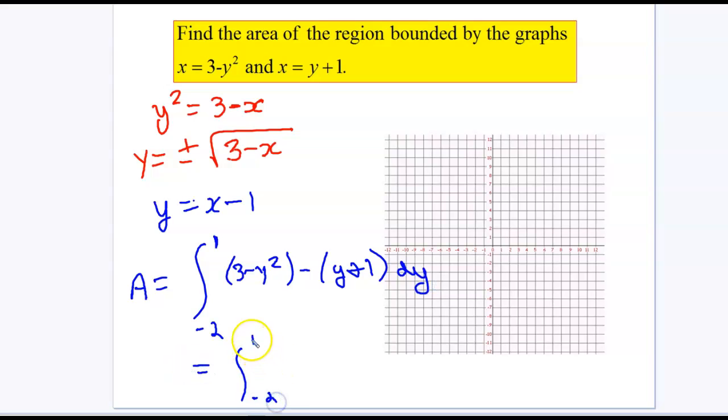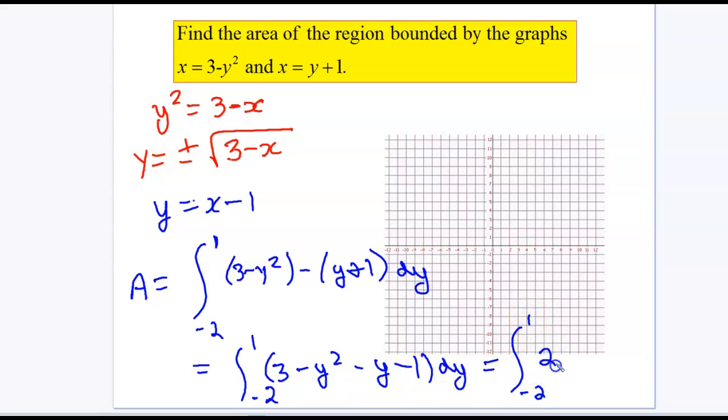So this is going to be -2 to 1 of 3 minus y squared. I'm going to distribute that right away, so let's get rid of those brackets. So -2 to 1 of 3 minus y squared minus y minus 1, which is going to equal the integral from -2 to 1 of 3 minus 1 is 2, minus y squared minus y, dy.